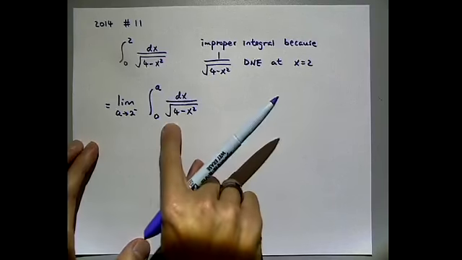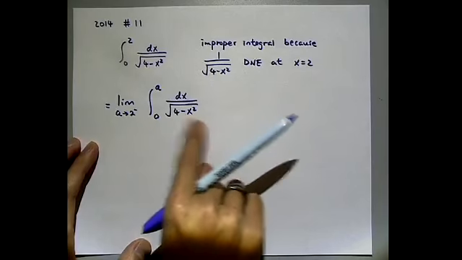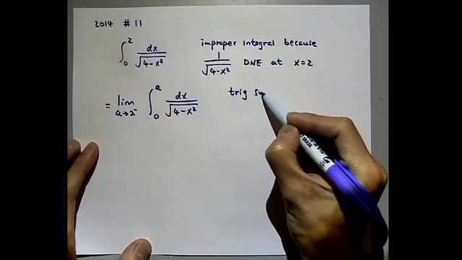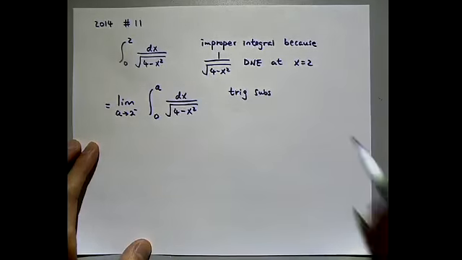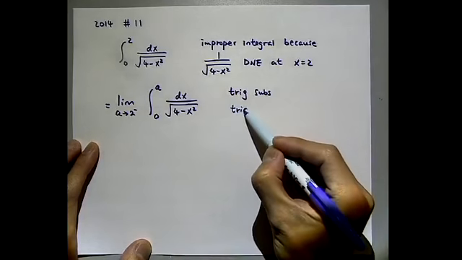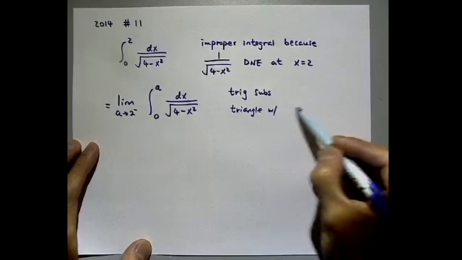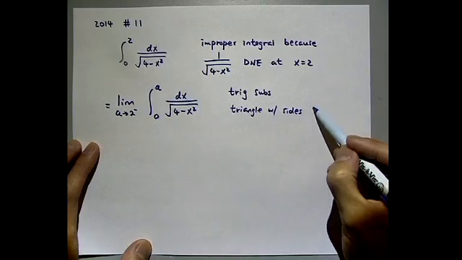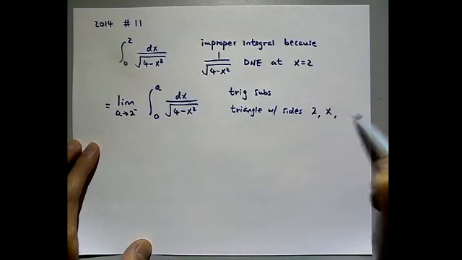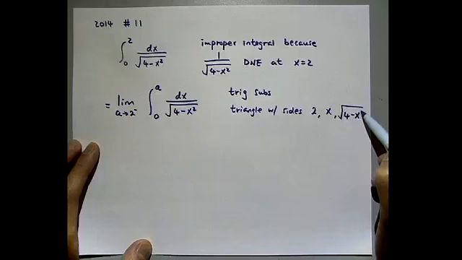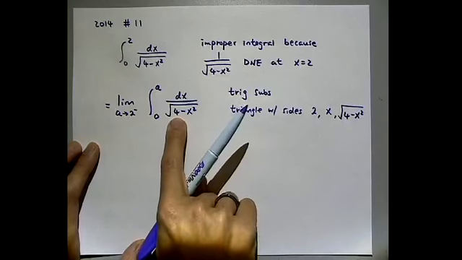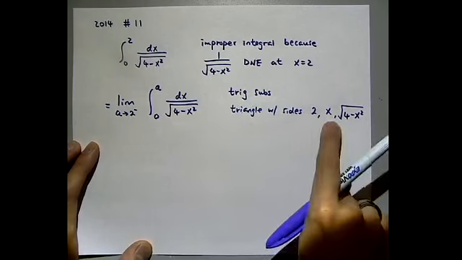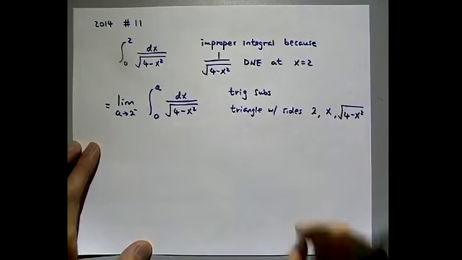And here we see a radical and a difference of squares. That's another trig substitution problem. And the three sides we get are 2, x, and radical 4 minus x squared. The first thing here, square rooted. The second thing here, square rooted. And then the radical as is.